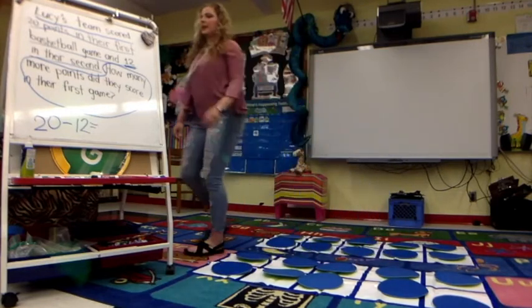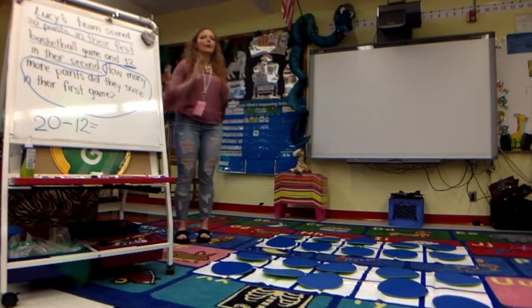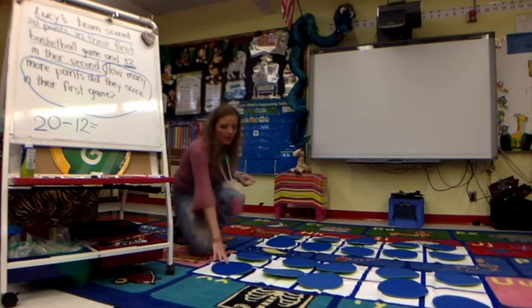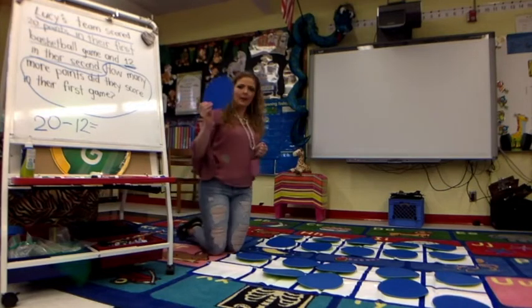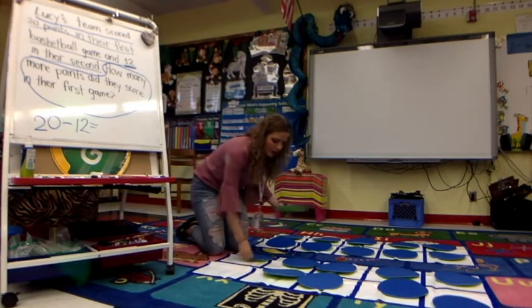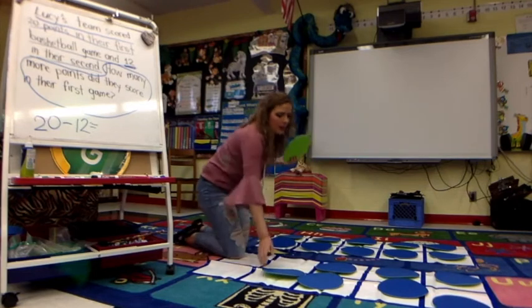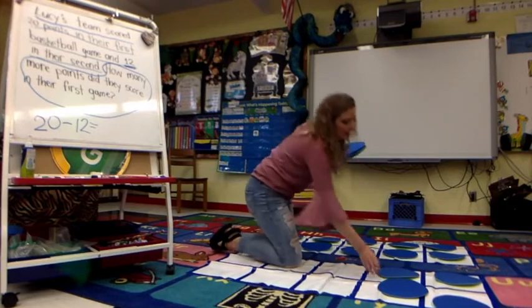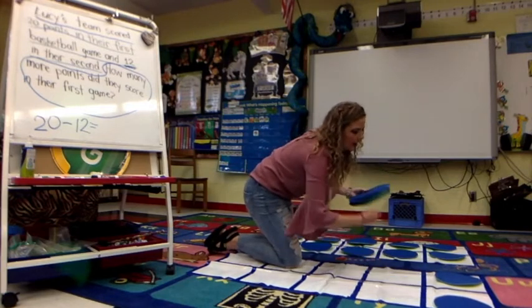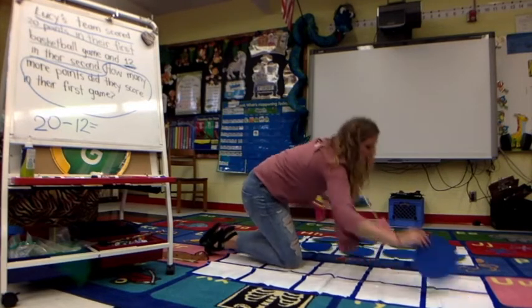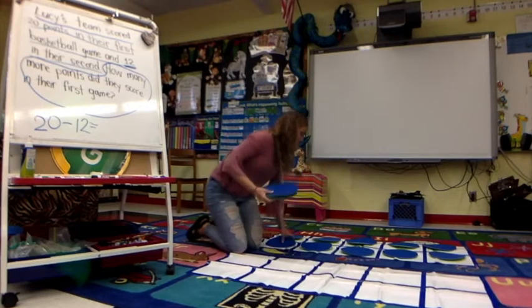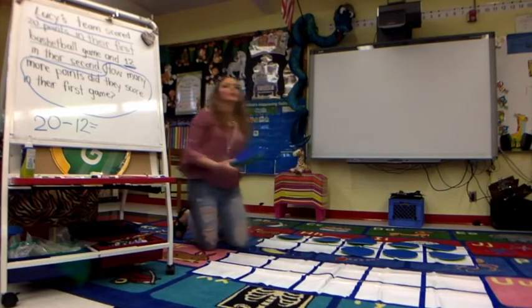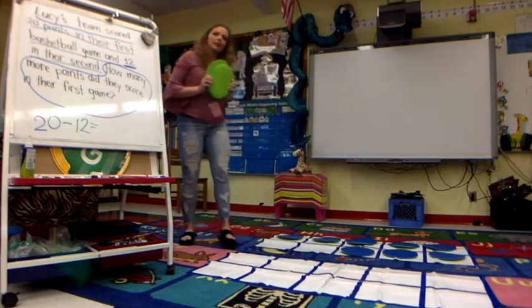Okay guys, so right now we have 20 and we're taking away 12. We're subtracting 12. So I want you to count with me and I'm going to take 12 pieces away. Ready? 1, 2, 3, 4, 5, 6, 7, 8, 9, 10, 11, 12. So how many pieces do we have left on the tens frame?